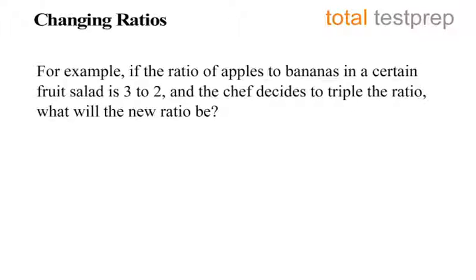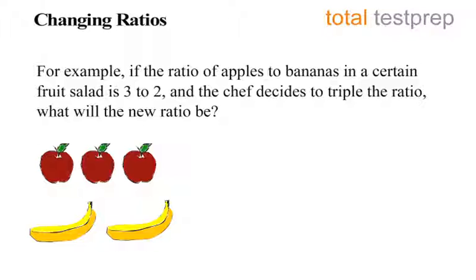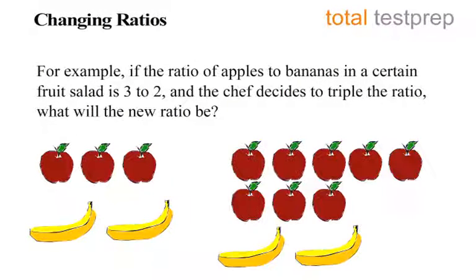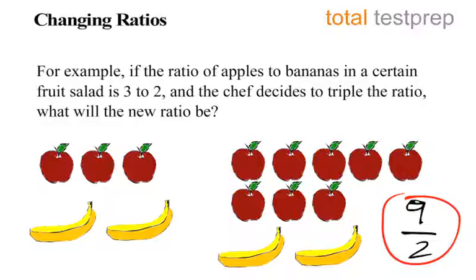For example, if the ratio of apples to bananas in a certain fruit salad is 3:2, and the chef decides to triple the ratio, what will the new ratio be? So the original ratio is 3 apples to 2 bananas. If we triple the ratio, there are now going to be 9 apples for 2 bananas. It's important that when you're tripling a ratio, you're changing one of the parts. Specifically, you're changing the numerator. So the new ratio here is 9:2.